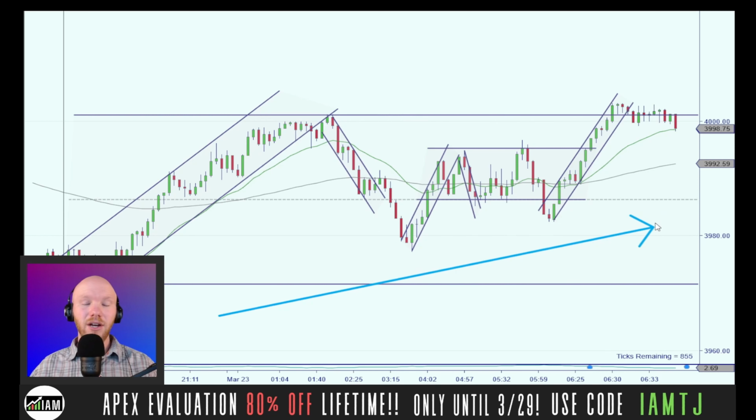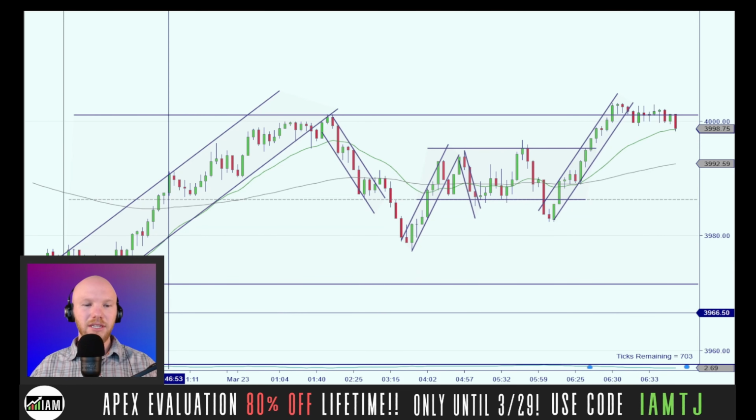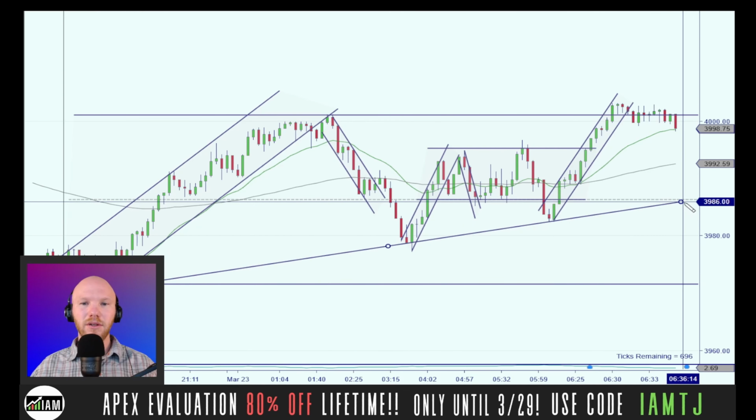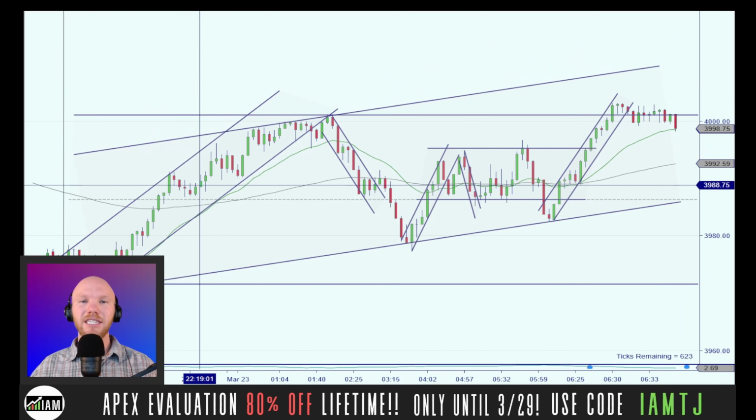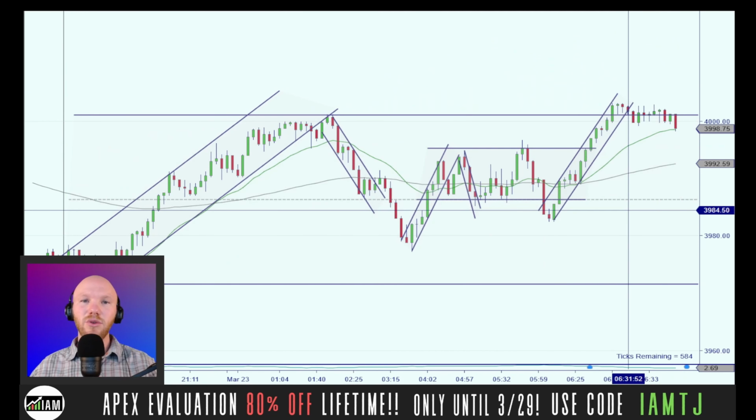Now, I'm not going to draw a wide channel. Some might be tempted to say, oh, hey, we're looking bullish, let's draw a wide channel like this. We're still in a range structure. It's too early to do that.